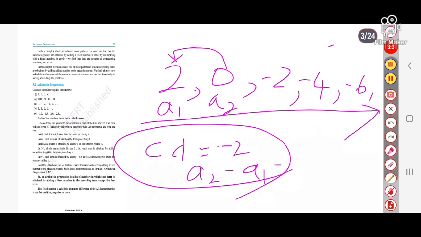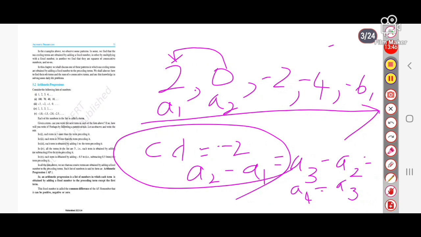A2 minus A1 is equal to A3 minus A2. That is equal to A4 minus A3. So this formula is dealt in the next page of your textbook. You just refer to it if you have it in your hand. I will turn the page now after explaining this to you.